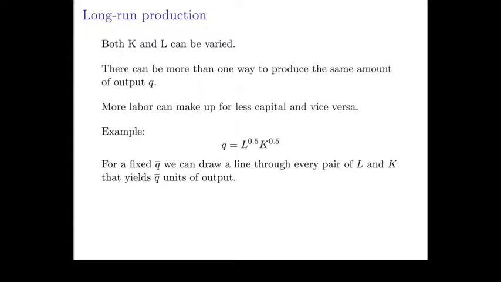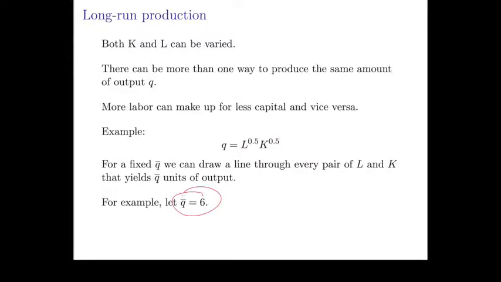An example of a production function that uses both labor and capital would be this Cobb Douglas production function. If you use L units of labor and K units of capital, then the total output is L to the 0.5 times K to the 0.5. If you fix some quantity Q bar that you want to produce, then you could draw a curve through all the different pairs of inputs, L and K, such that that pair of inputs gives you exactly Q bar units of output. This should again sound very familiar to you.